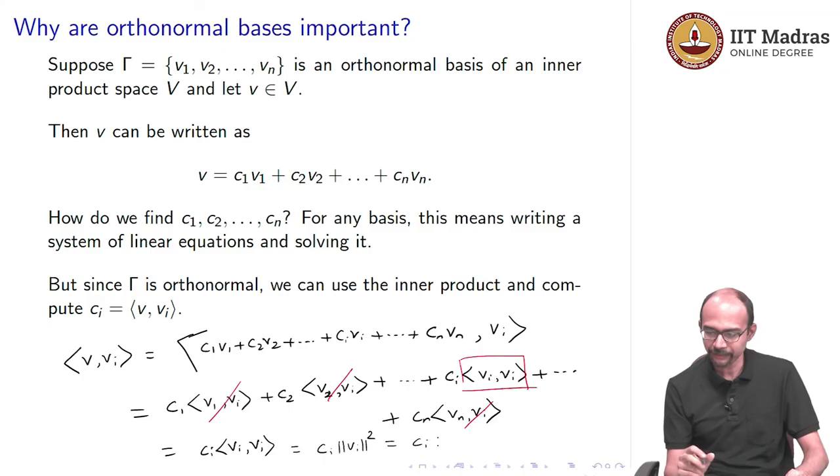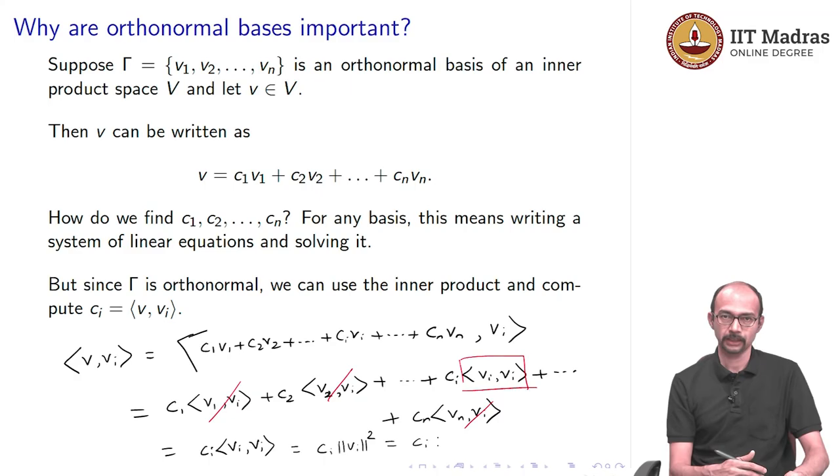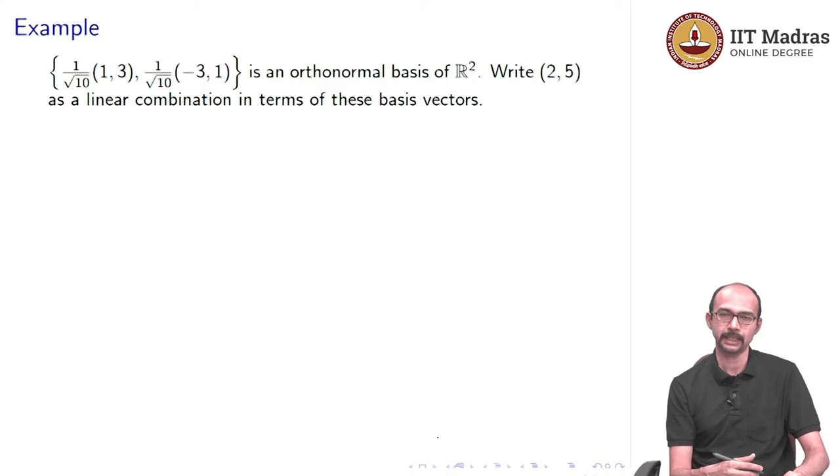So what did we get? We got that the inner product of v and vi is equal to ci. So this is a very easy way of saying what the coefficients are which come into this linear combination which gives you v. How do we find c1, c2, cn? The answer is, each ci is the inner product of v with vi. That's your ci.